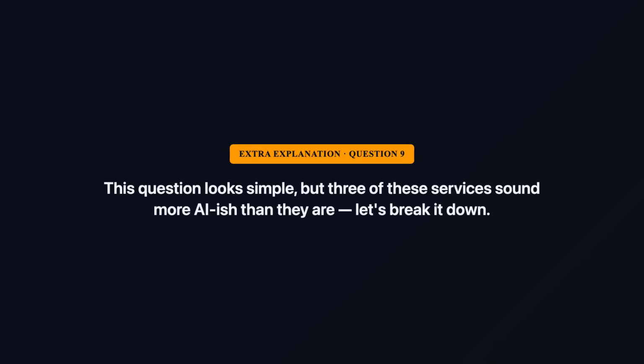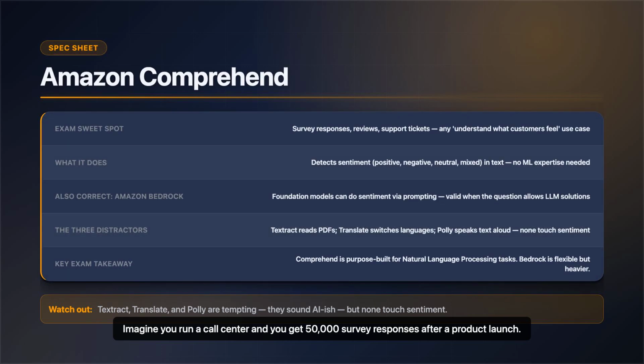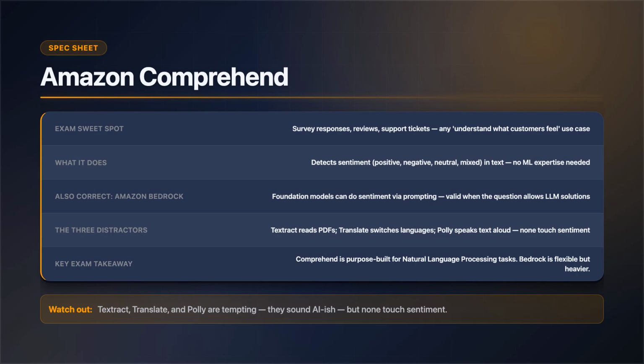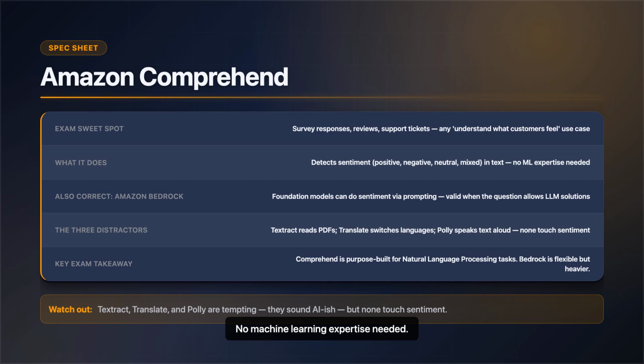This question looks simple, but 3 of these services sound more AI-ish than they are. Let's break it down. Imagine you run a call center and you get 50,000 survey responses after a product launch. You need to know fast. Are customers happy or angry? That's exactly what Amazon Comprehend was built for. It reads text and returns a sentiment, positive, negative, neutral, or mixed, plus a confidence score. No machine learning expertise needed.